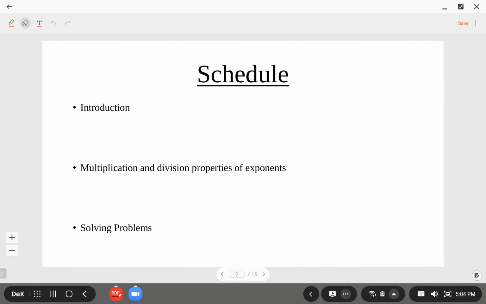we'll review and we'll go over the multiplication and division properties of exponents, and those are very useful. So make sure you pay attention. And if you want, you can take notes, and it is best if you take notes because these are very important and you will use them later in many mathematical subjects. And last will be solving problems.